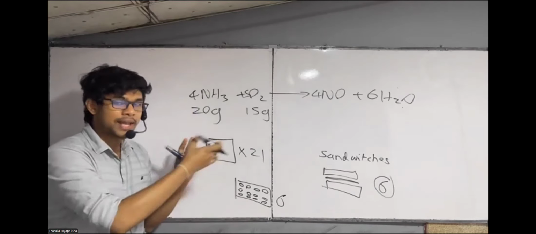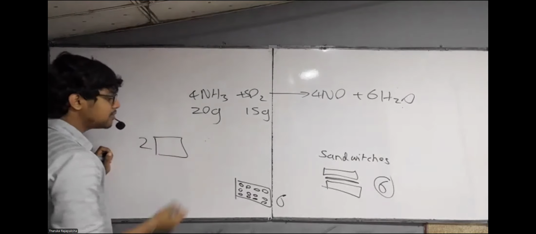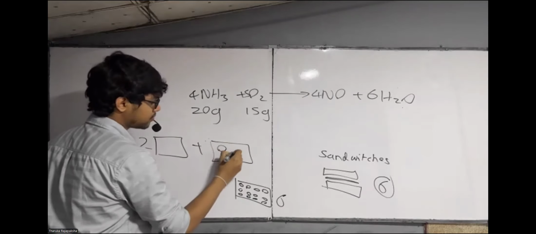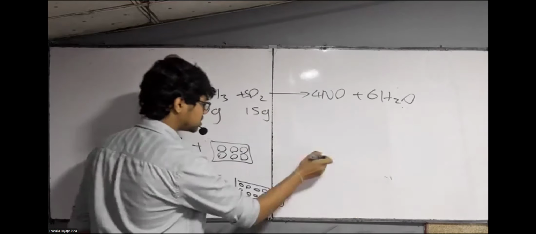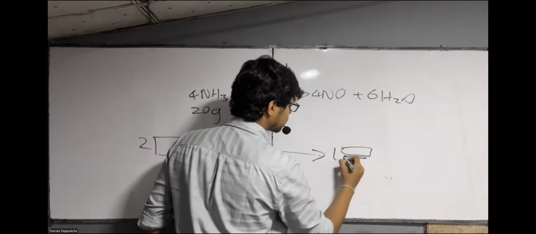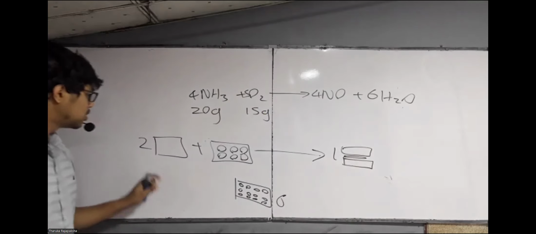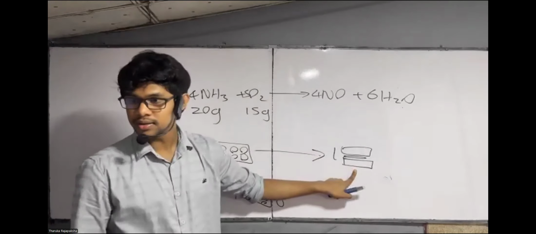So there are 2 reactants. What's going to happen is 2 breads will react with 1 cheese in order to produce how much? 1 sandwich. So like this, 2 breads will react with 1 cheese to form 1 sandwich.